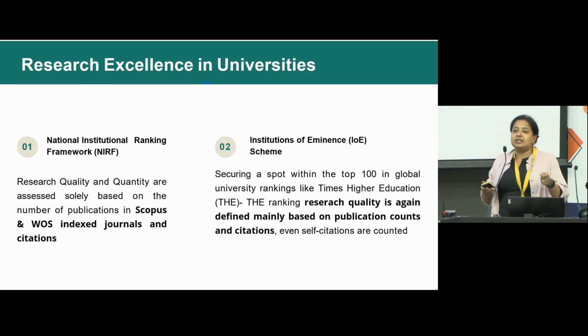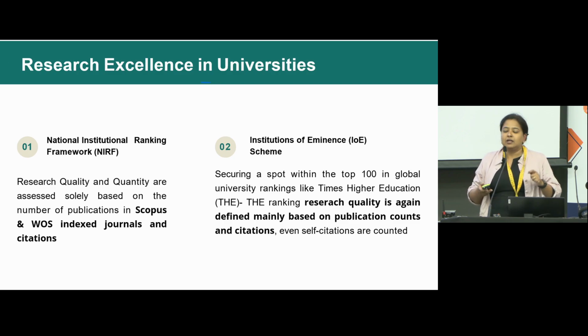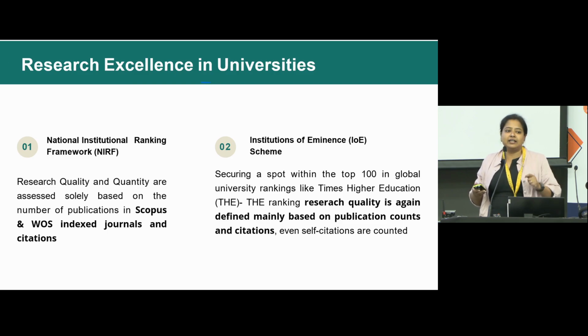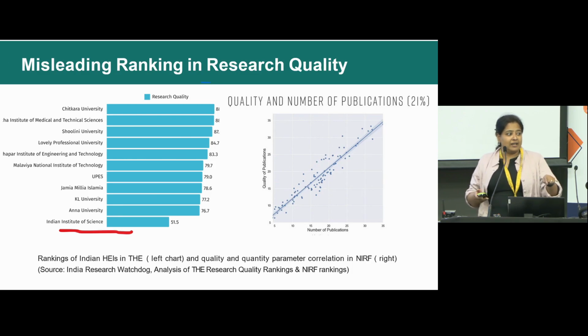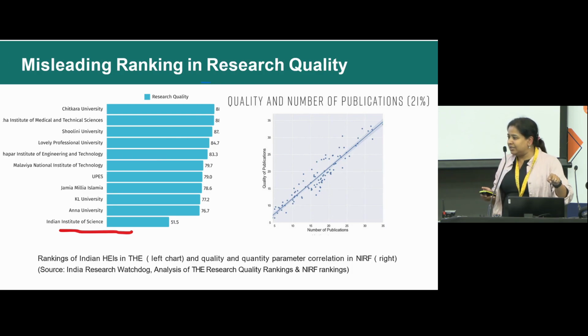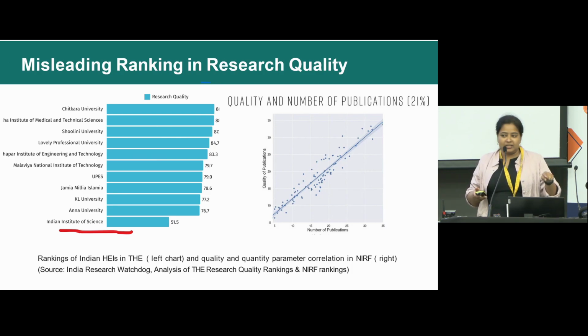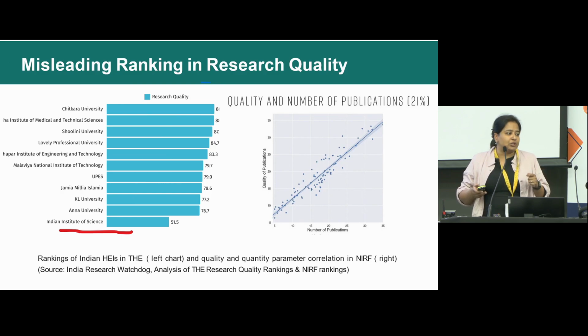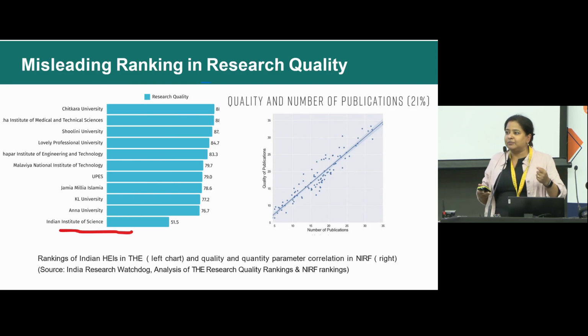Another problem is that even global university rankings influence the system. We have something called the Institute of Eminence scheme, which is quite prestigious. There also the target is to go into the top 100 in the Times Higher Education ranking. But this year, when Times Higher Education released the data and the quality parameters for Indian universities, it showed that the top institution in the country, the Indian Institute of Science, where I also come from, received such a low value in quality and quantity. Nobody can believe it, because it's very clear which is the top institution in the country that does good research. But you will see some unnamed university which nobody had heard about actually tops the list.